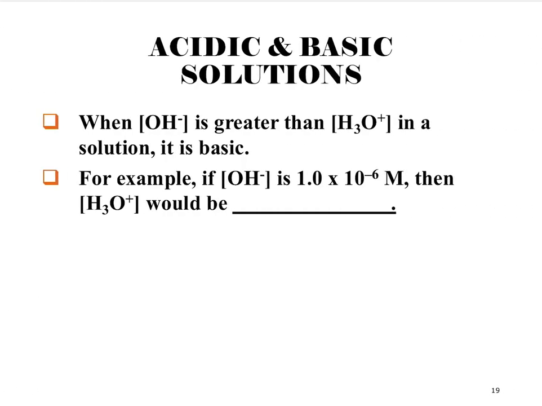Right, so if the OH minus concentration is larger than H3O plus, that's how we define a basic solution. If the concentration of OH minus is 1.0 times 10 to the minus 6, see if you can find out what the concentration of H3O plus would be. And again, you're always starting from Kw equals H3O plus times the concentration of OH minus. Why? Because that product always has to be equal to Kw, which was 1.0 times 10 to the minus 14.